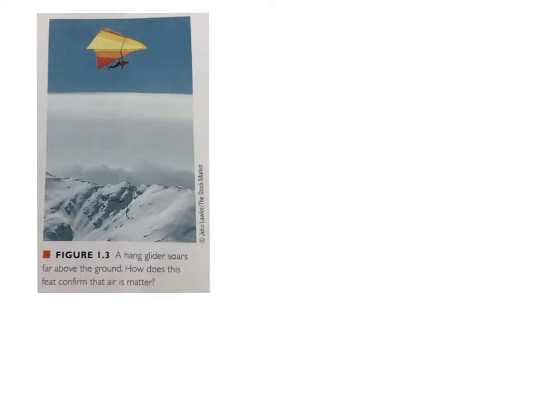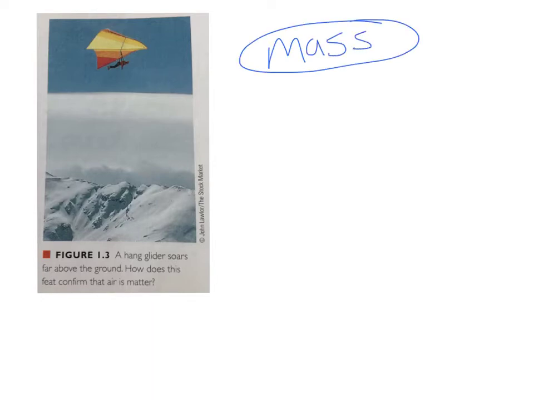A hang glider soars far above the ground. How does this feat confirm that air is matter? Well, we need to go back and say, okay, what is matter? Matter is something that has mass, remember, and that takes up space. So it confirms that it's matter because it is taking up space from the hang glider into the wings, and it is keeping aloft our hang glider.